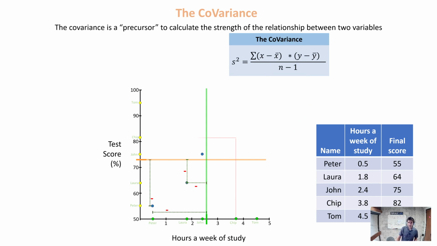I'm going to bypass the third point, but let's analyze the fourth point, the data for Chip. Again, I'm going to calculate the difference in x.